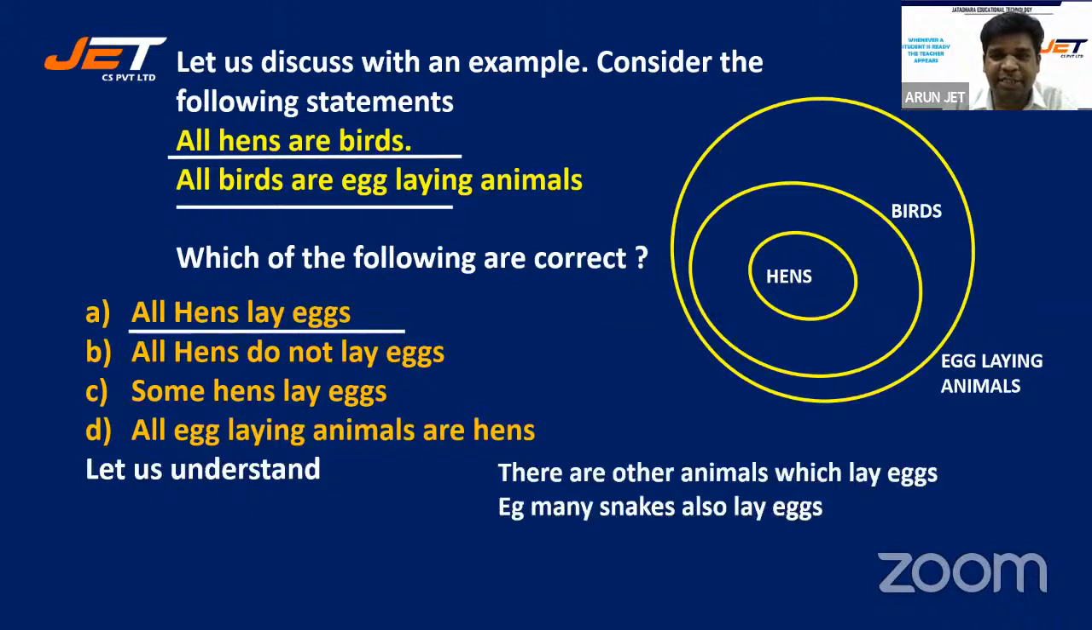There are other animals which lay eggs. For example, snakes also lay eggs. Many snakes lay eggs. So A is right. Vaishnavi is right. Absolutely right. Riya is right. Good.